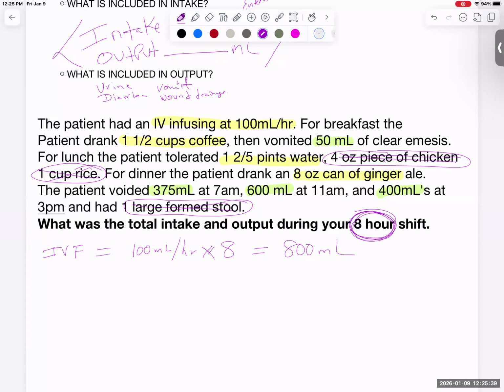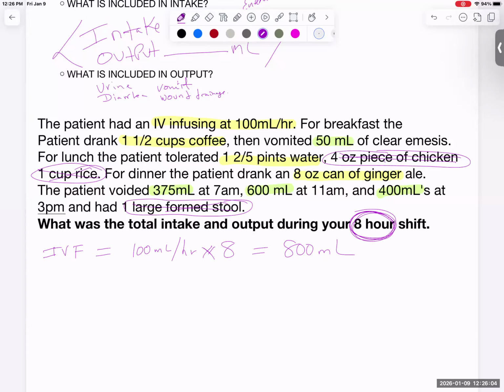One of the biggest challenges you're going to have when you're in this nursing program, not just in calculations, is that you've got to read these questions, because I can promise you there's no patient laying around that's going to give you all the answers you need to get to the solution. So yes, this said 8-hour shift, so let's just work on the intake. But I just wanted to show you.